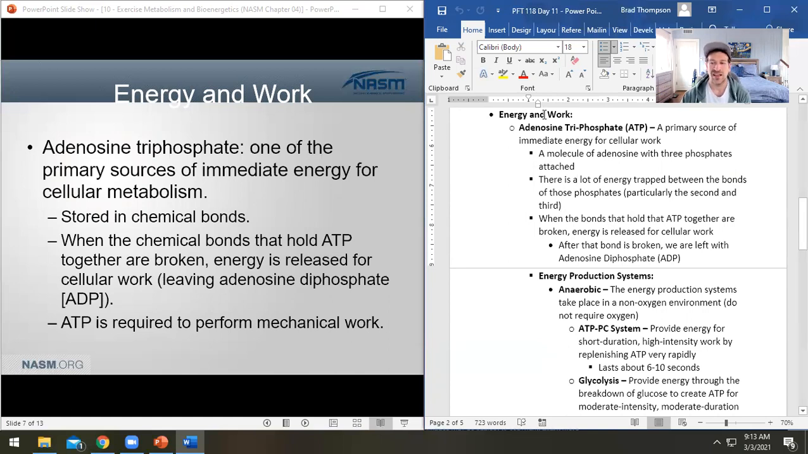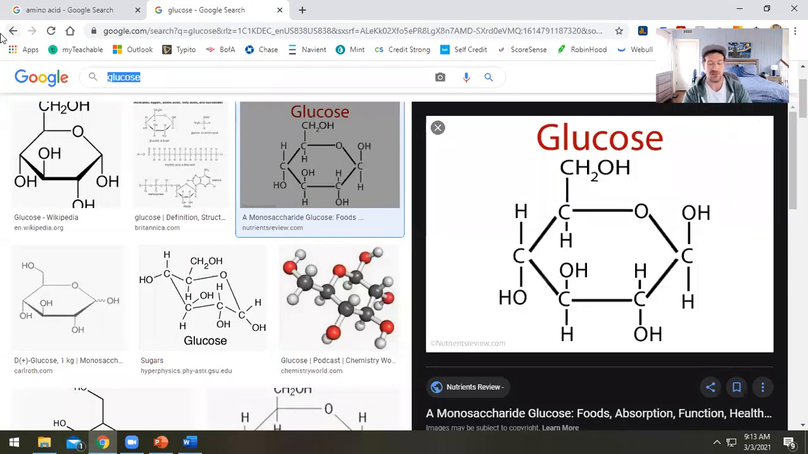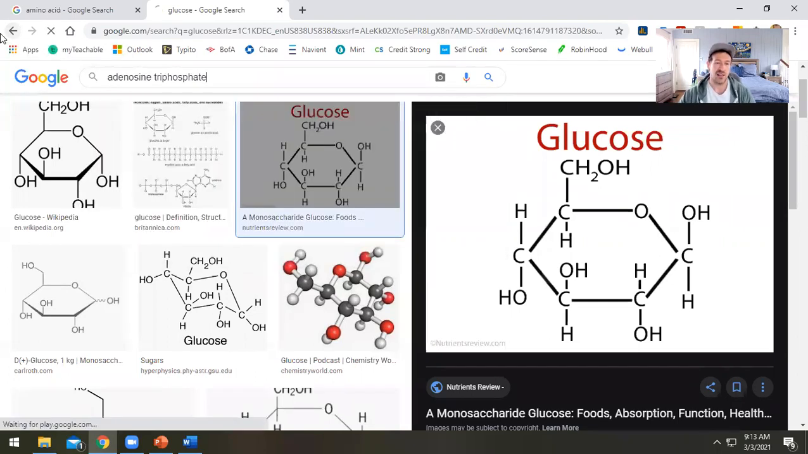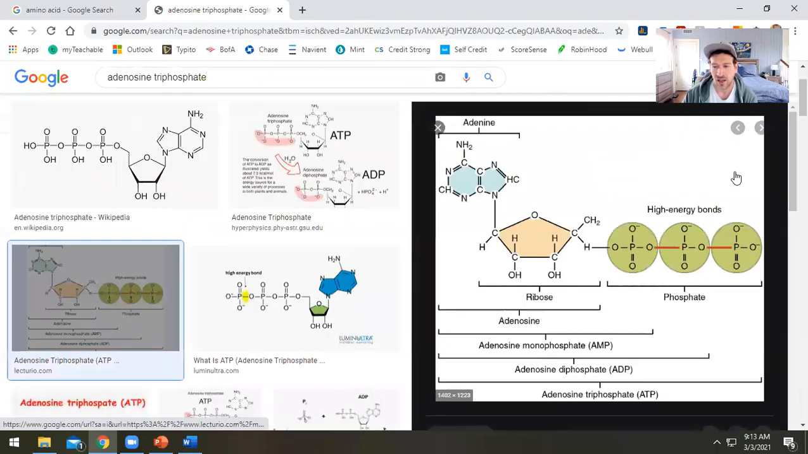All right. So speaking of work, let's go ahead and talk about how we produce all this energy. When we are talking about energy, we are talking about this molecule called ATP, or adenosine triphosphate. That's a molecule with an adenine molecule attached to a little sugar called ribose, and then it's got three little phosphates attached to it. So if we do adenosine triphosphate, it looks like this.